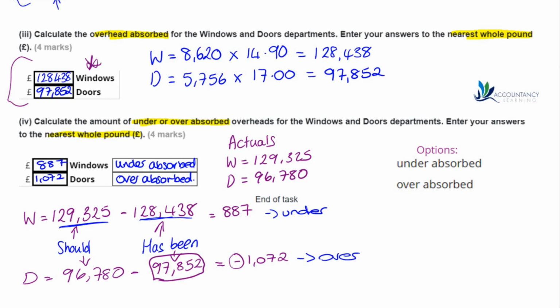And it's really important when you're working out whether something is under or over to look at what should have been absorbed by your actuals, and then have a look at what has been absorbed based on the hours and your overhead absorption rate.